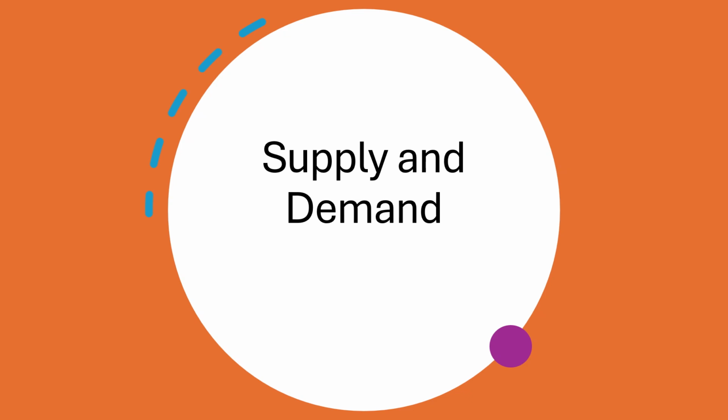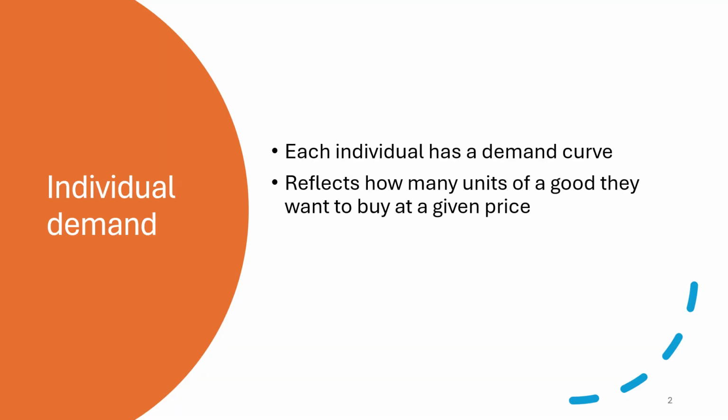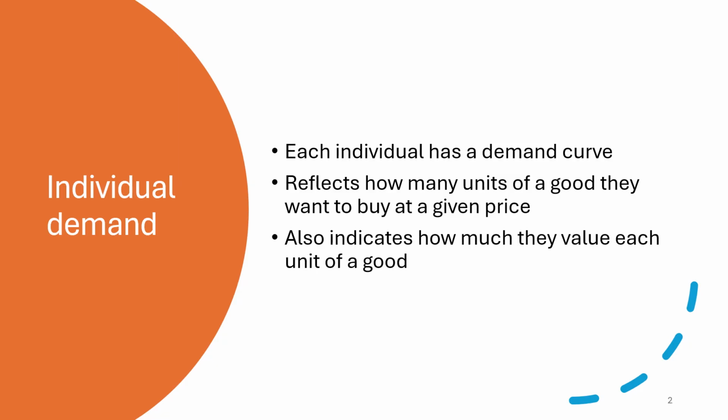We'll review the supply and demand model they learned in the Principles of Microeconomics course. We'll begin by thinking about individual demand. Every individual is going to have a demand curve for a given good. This demand curve will indicate how many units of a good each individual wants to buy at a given price. Now there's an alternative interpretation which indicates how much this person values each unit of a good.